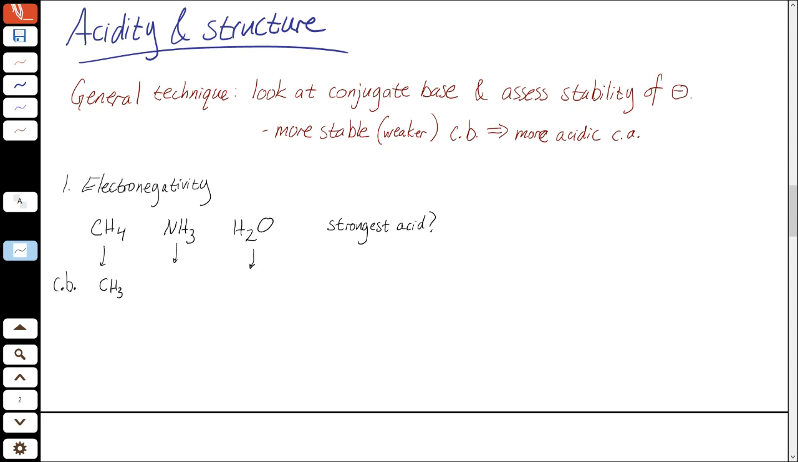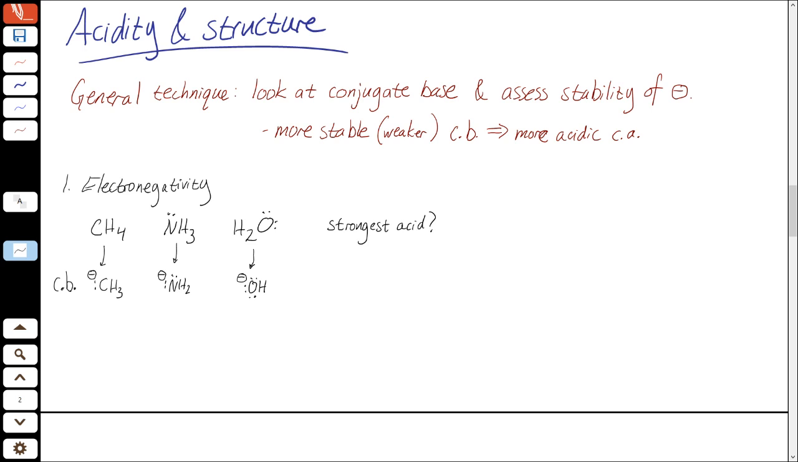CH4 is going to become CH3 minus. NH3 is going to become NH2 minus. Let's keep track of our electrons too. And H2O is going to become hydroxide, OH minus. So those are the conjugate bases of those three acids. Any questions on how I got that?